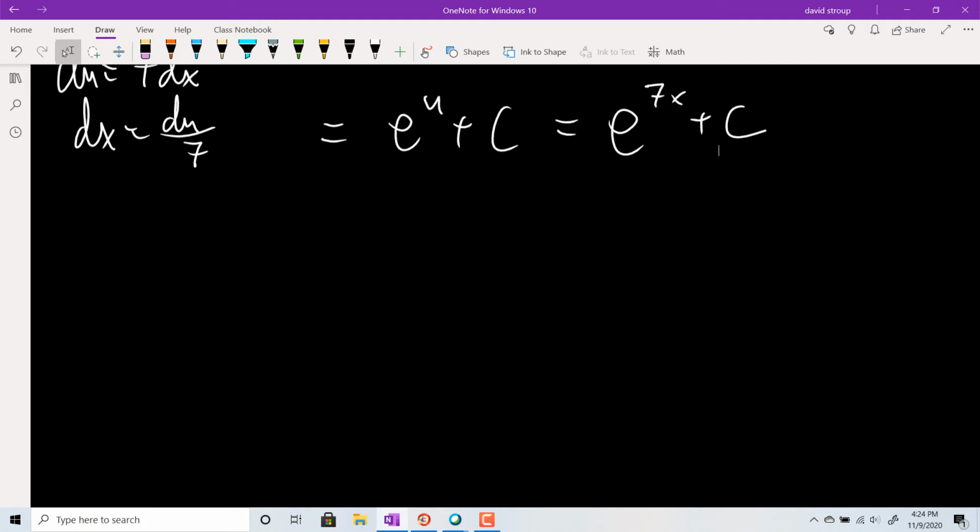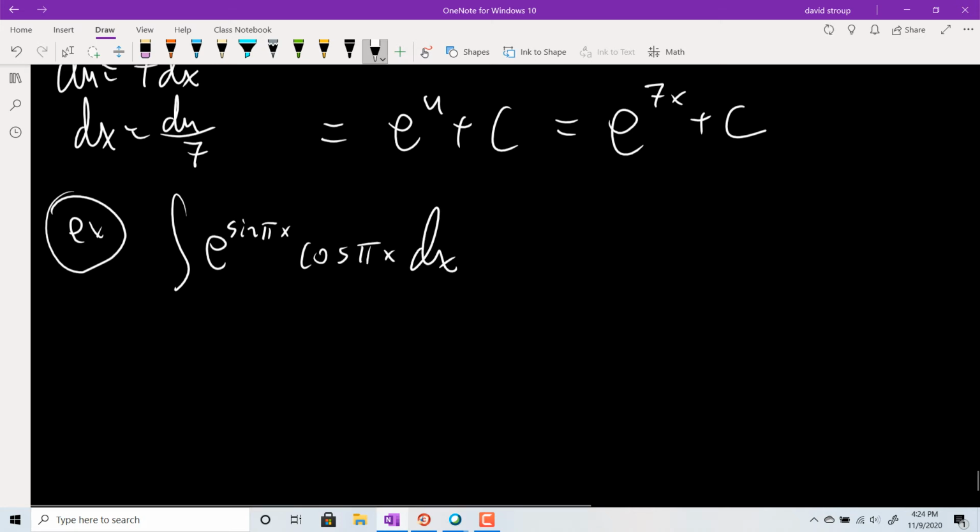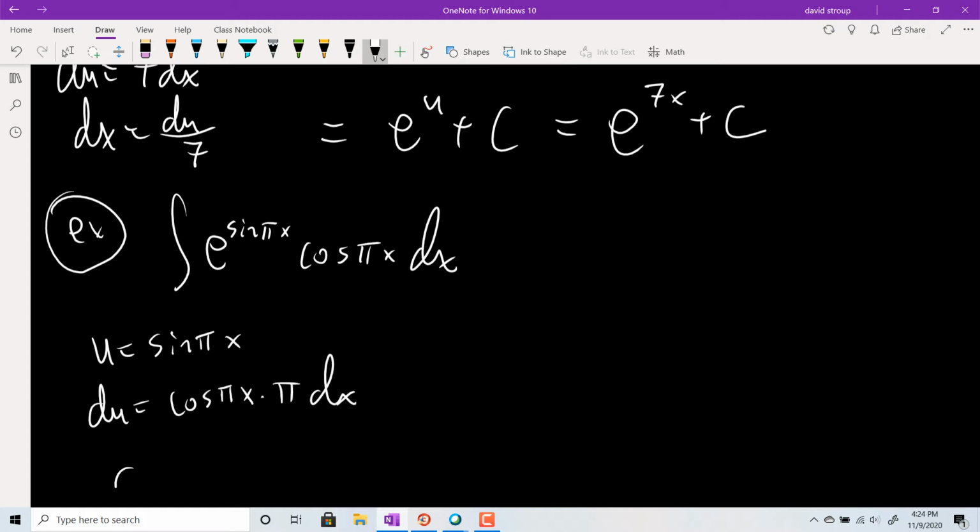Here's a nasty looking one. We could try this one: the integral of e to the sine of pi x times cosine of pi x dx. All right, so I'm going to let my u be the exponent of e, so we got sine pi x. Then du will be cosine of pi x, and I have to do a chain rule in here, times the derivative of pi x, which is pi, and then dx. So dx will end up being du all over pi cosine pi x.